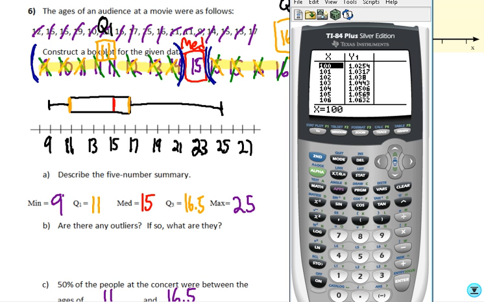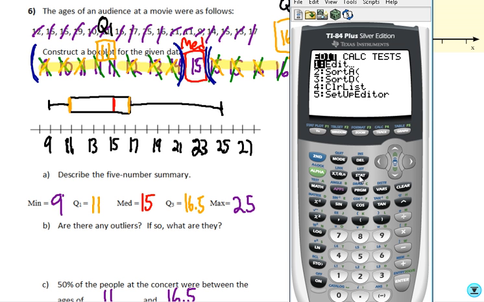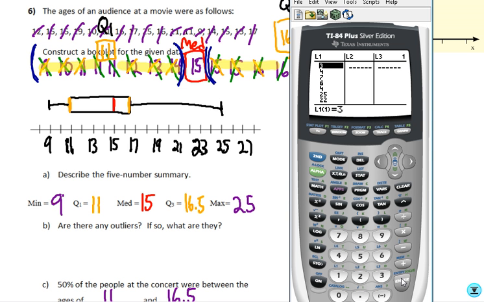And what I'm going to do is, let's go back to stat. Let's go to edit. If you got some numbers in there, again, L1, go down, clear it out. And then we're going to just type in the numbers. Again, it doesn't matter the order you use, if you use the original order or our numbers where we put them in order. I'll probably just go off of where we put them in order. So we got 9, 10, 11.